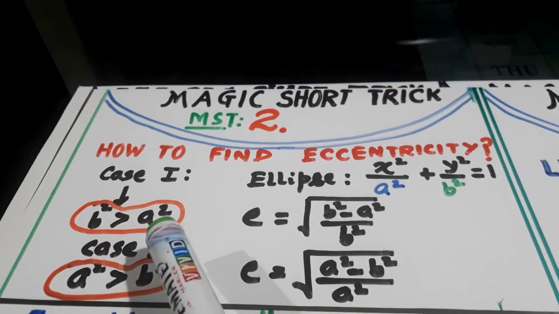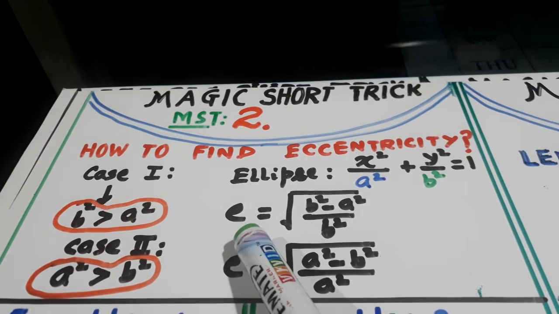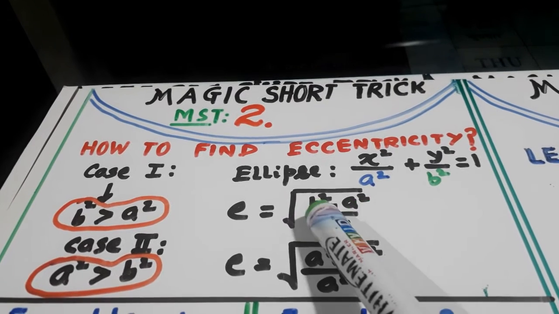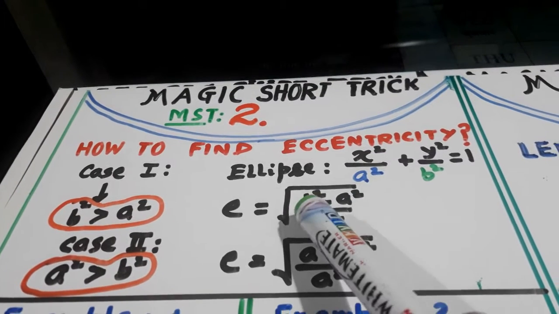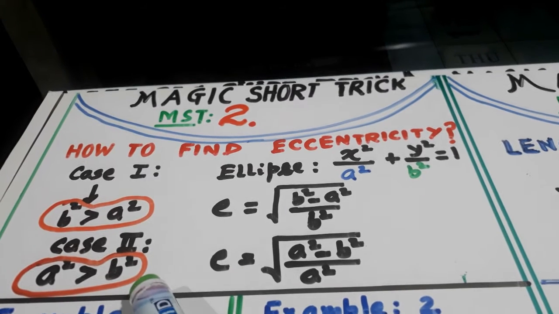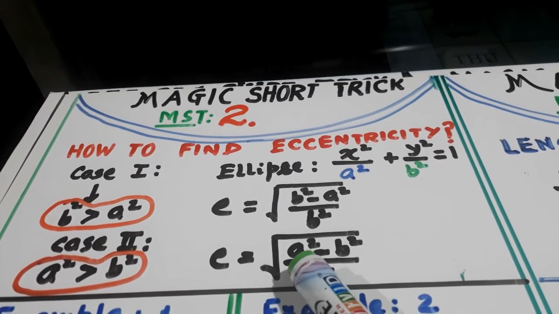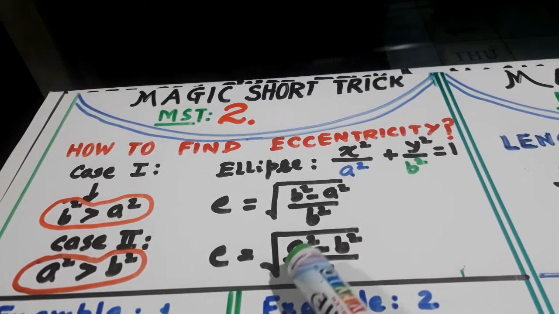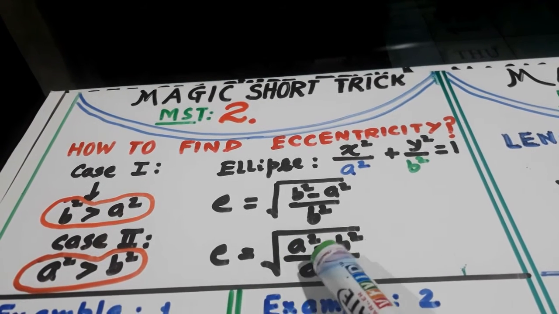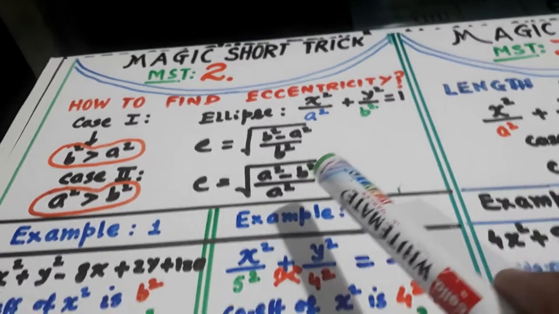अगर b square a square से बड़ा है, value of e will be equal to b square में से a square घटा दो, b square बड़ा है, divided by b square. Similarly, if a square is greater than b square, subtract b square from a square. a square बड़ा है, बड़े में से छोटा घटाते हैं. a square minus b square, divide by a square. Now, let us go to the example.